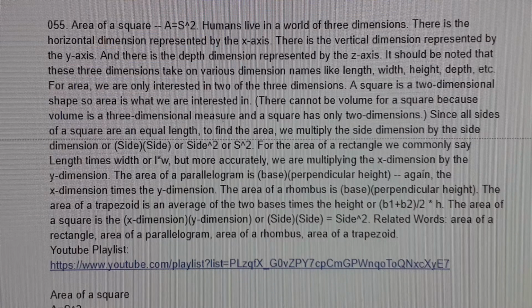The area of a rhombus is base times perpendicular height. The area of a trapezoid is an average of the 2 base lengths times the height, or (b1 plus b2) divided by 2, times height. The area of a square is the (x dimension) times the (y dimension), or side times side, or side squared. Related words: area of a rectangle, area of a parallelogram, area of a rhombus, area of a trapezoid.